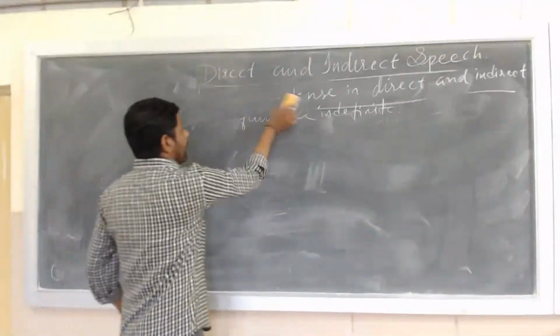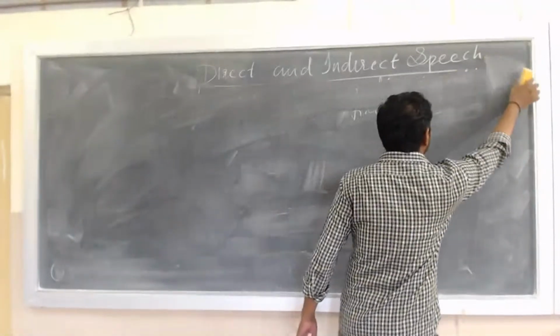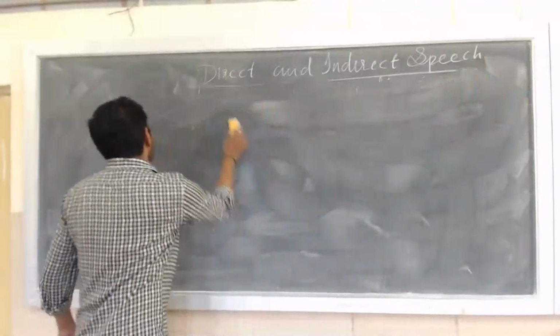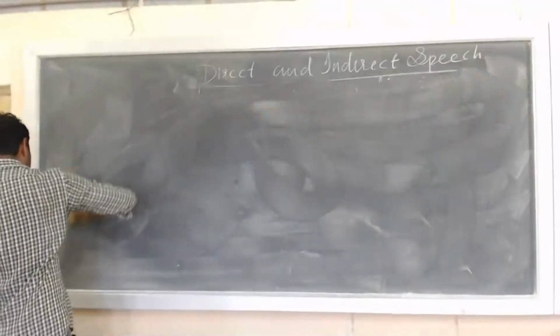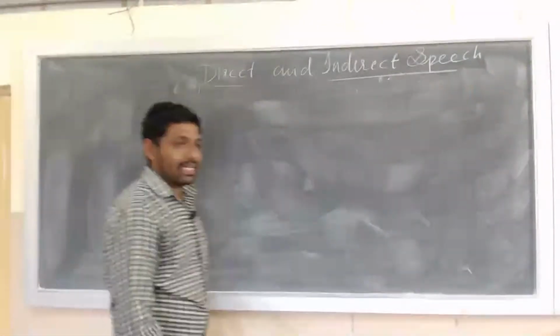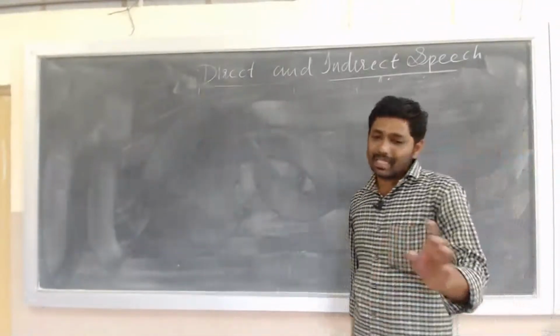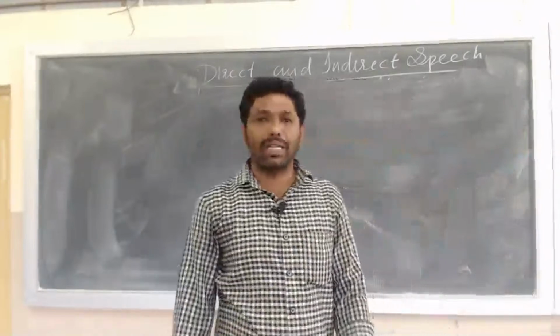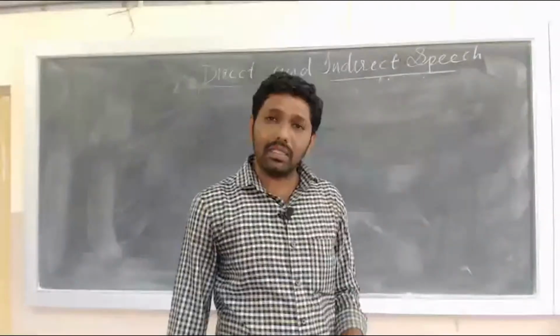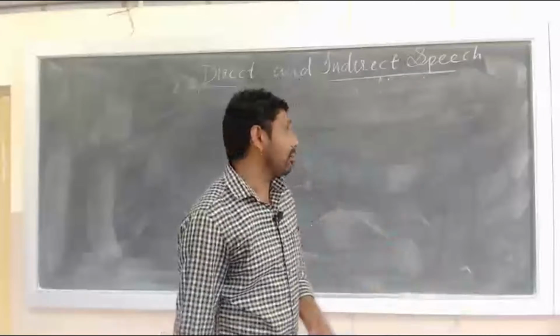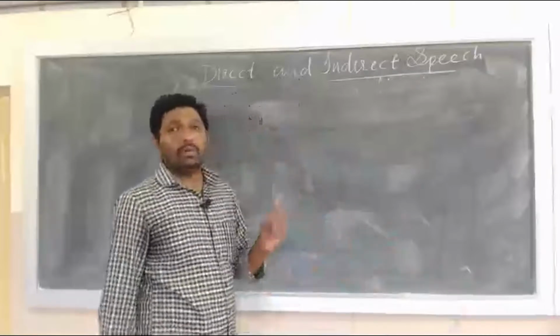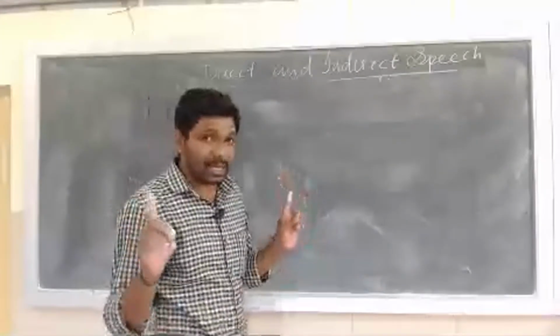What are the things we have learned? Direct and indirect speech: when we convey the words of the speaker exactly as they are, it is direct speech. When we convey the message of the words spoken by the speaker, it is indirect speech. And the reporting verb is the verb that introduces the reported speech.